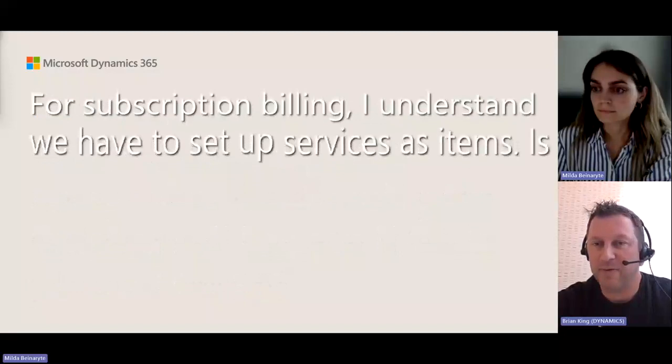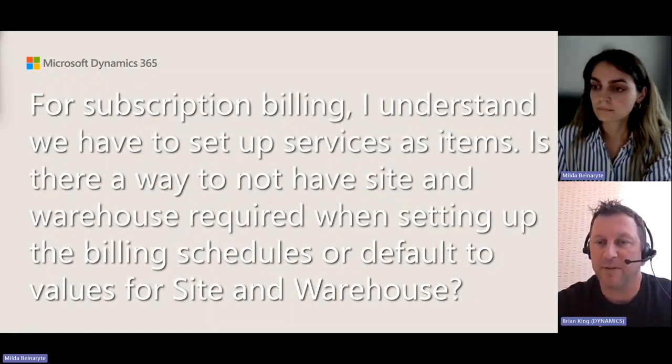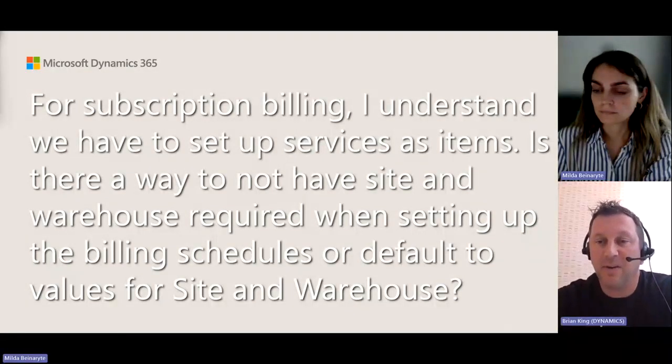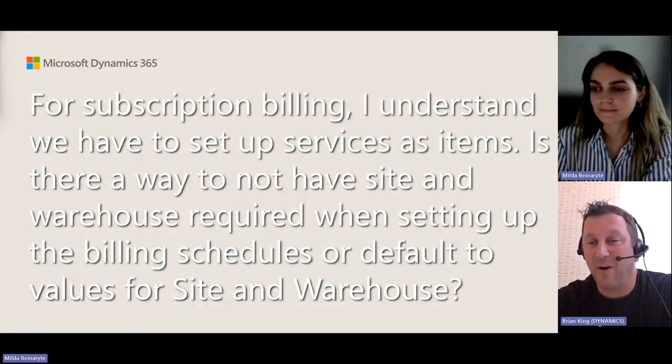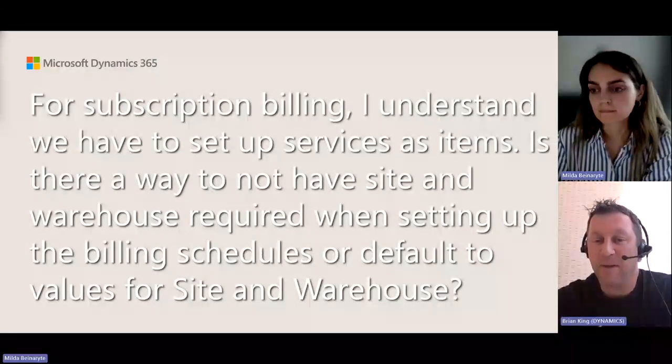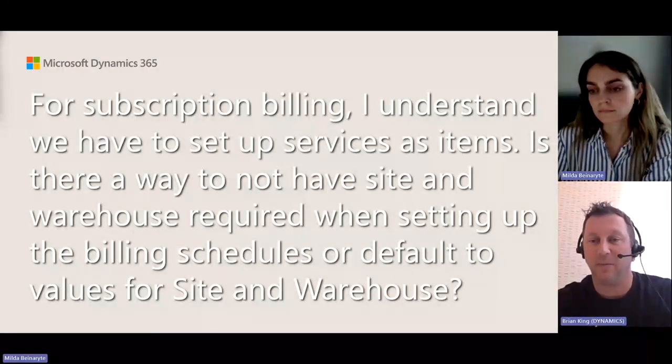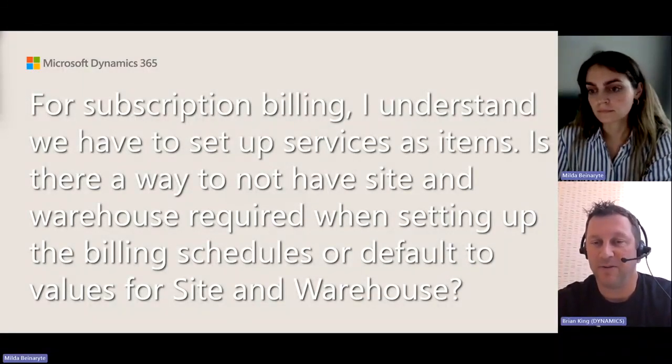For subscription billing, I understand we have to set up services as items. Is there a way to not have site and warehouse required when setting up the billing schedules, or default the values for site and warehouse? Yes. So in the setup for the inventory model group, or dimension group, sorry, you can choose not to have warehouse. However, I think site is one that you can't necessarily get away from. That being said, once you have this configured, if you want to default the site or warehouse setting, there are some defaults on the item itself.